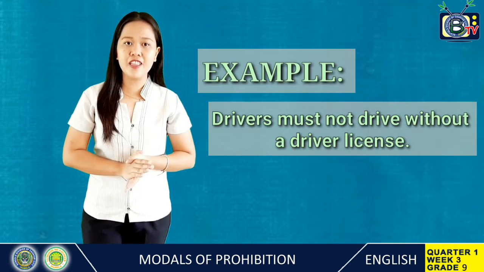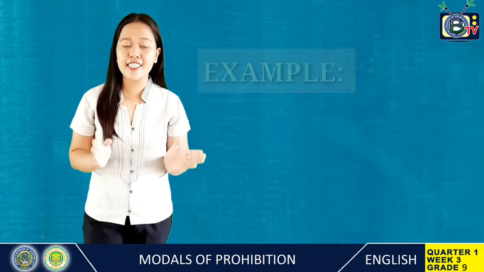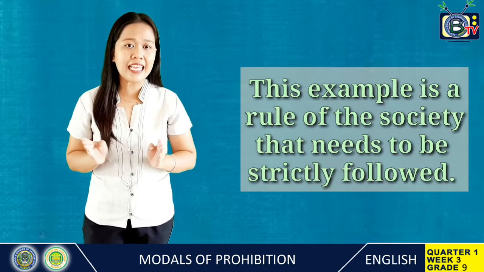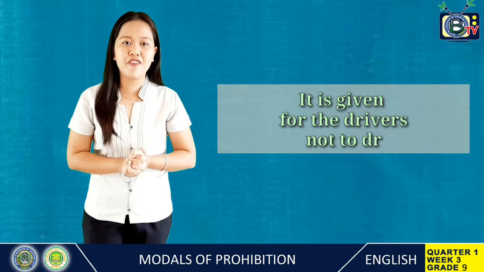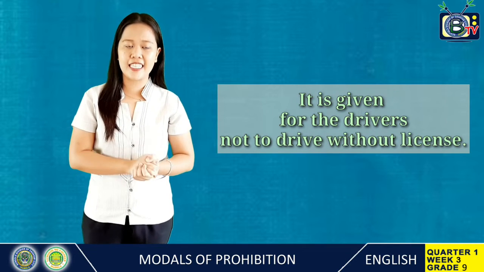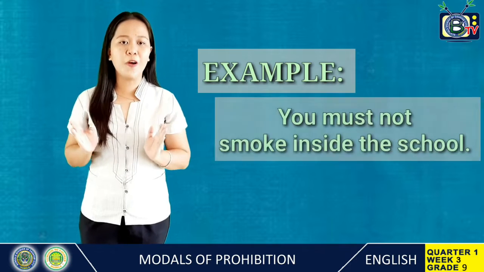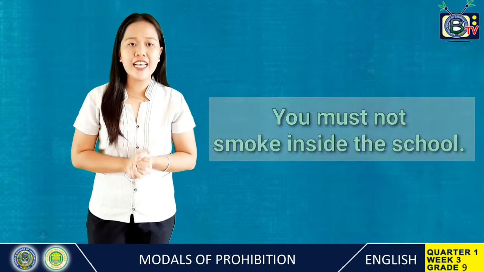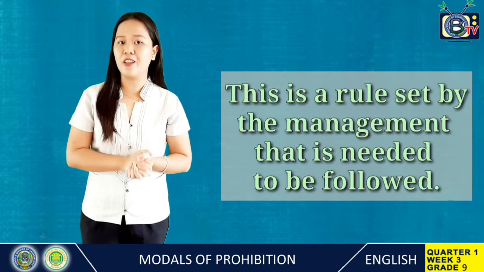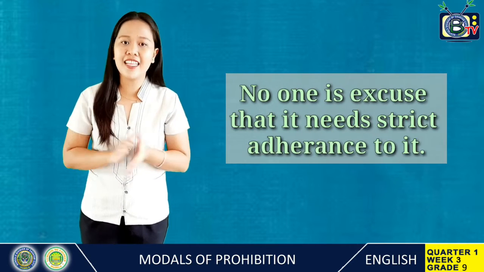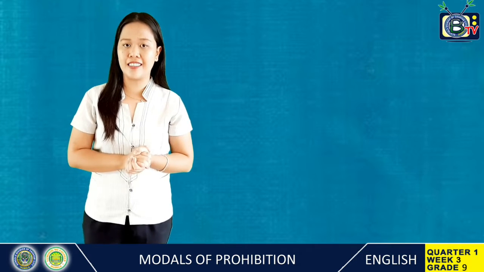Drivers mustn't drive without license. This example is a rule of the society that needs to be strictly followed. It is given for the drivers not to drive without license. You must not smoke inside the school. This is a rule that is set by the management that is needed to be followed. No one is excused and it needs strict adherence.